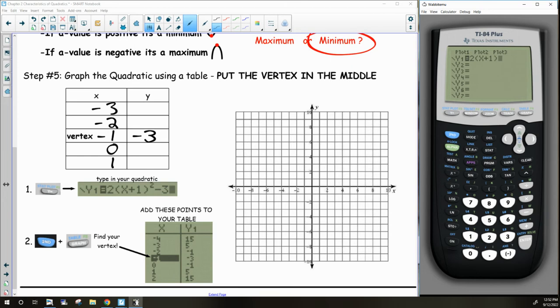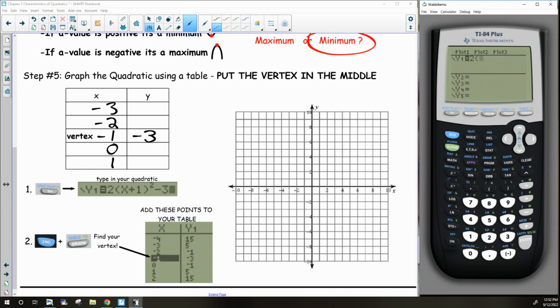Do we get the X? Second power. Minus 3. Yeah, we'll do it again. I'll clear it out. Okay, so we type in 2 parentheses.